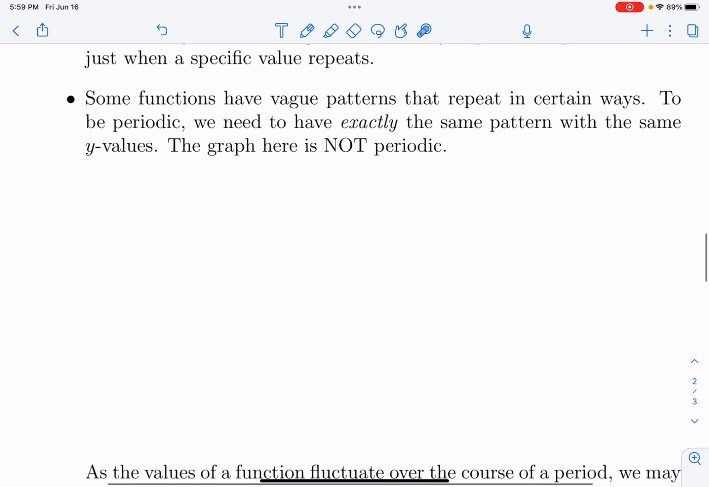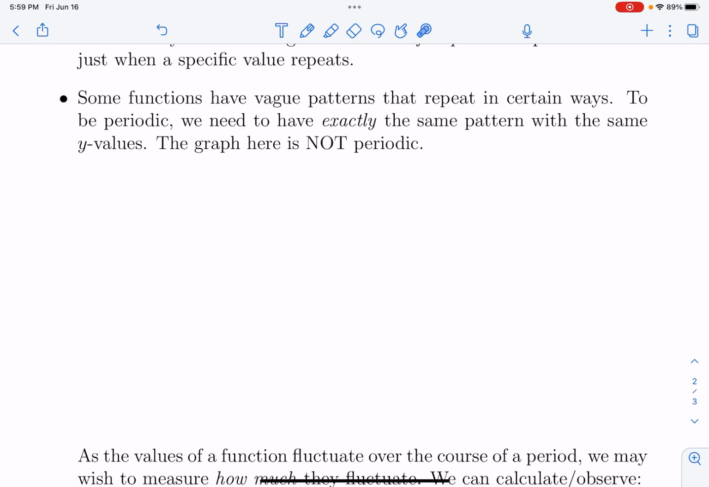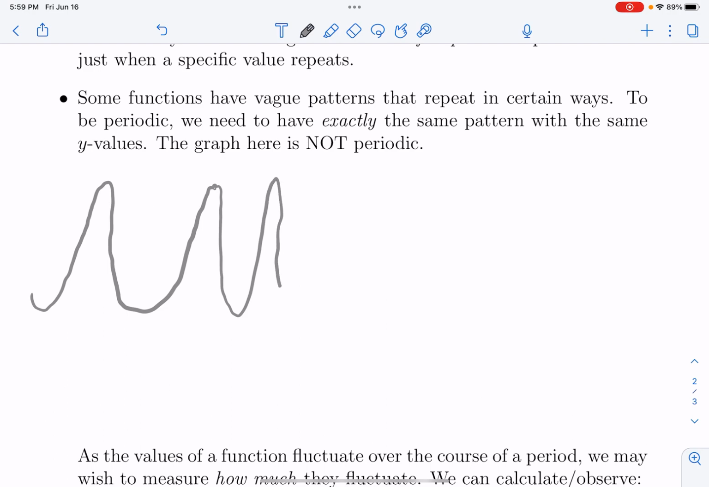And then also, sometimes we can vaguely say that a graph is repeating a pattern, but in order to call it periodic, it has to have exactly the same pattern with the same y values. So for example, if I had a wave and I said, oh, it goes up and down and up and down and up and down like this, right? It's going up and down, but you'll notice that the widths as I do it are not the same. This up and down versus this up and down, they're not quite the same. This valley is wider than this valley.